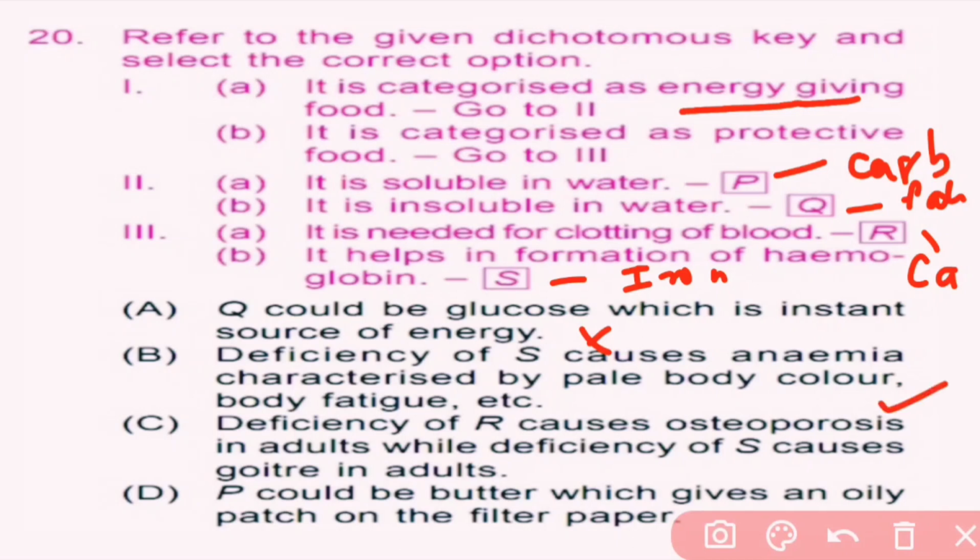Option C. Deficiency of R causes osteoporosis in adults while deficiency of S causes goitre in adults. Deficiency of calcium causes osteoporosis in adults and deficiency of iodine causes goitre in adults. So it is an incorrect statement. Option D. P could be butter which gives an oily patch on the filter paper. Fats could be the butter. Here P is carbohydrate, so it is also an incorrect statement. Only option B is a correct statement. So B is the correct answer.